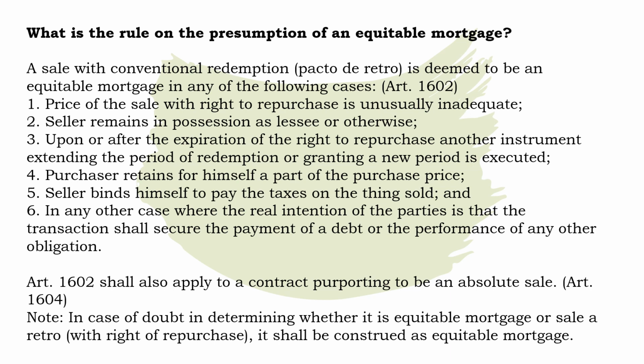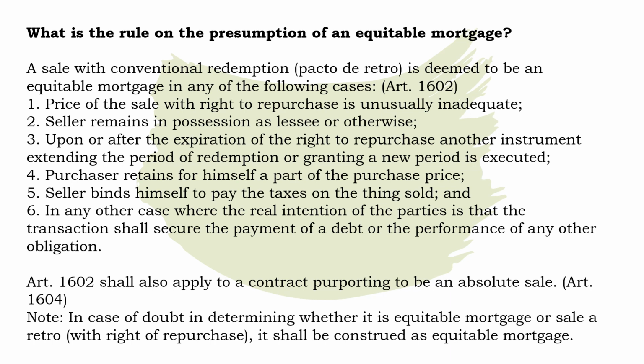3. Upon or after the expiration of the right to repurchase, another instrument extending the period of redemption or granting a new period is executed. 4. Purchaser retains for himself a part of the purchase price. 5. Seller binds himself to pay the taxes on the thing sold. And 6. In any other case where the real intention of the parties is that the transaction shall secure the payment of a debt or the performance of any other obligation.